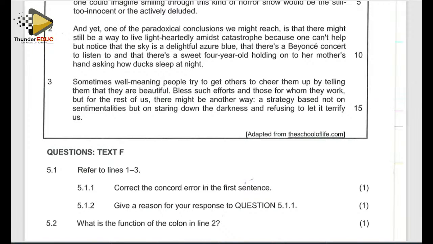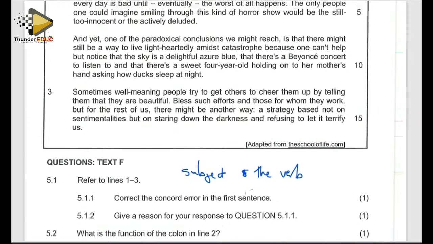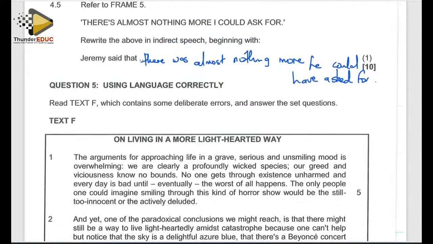Remember, a concord error is a subject-verb disagreement. So the subject and the verb must agree. If the subject and the verb do not agree, it is called a concord error. Let's go to line 1 to identify the subject and the verb that are disagreeing. Line 1 says, the arguments for approaching life. This is our subject. We have our subject as arguments. For approaching life in a grave, serious, and unsmiling mood is overwhelming. We have our verb.